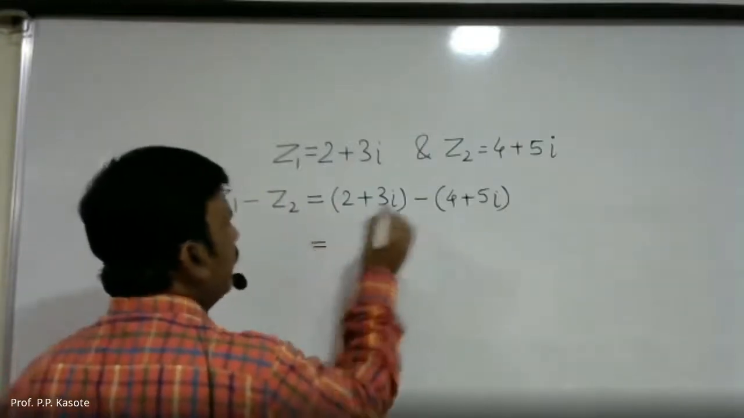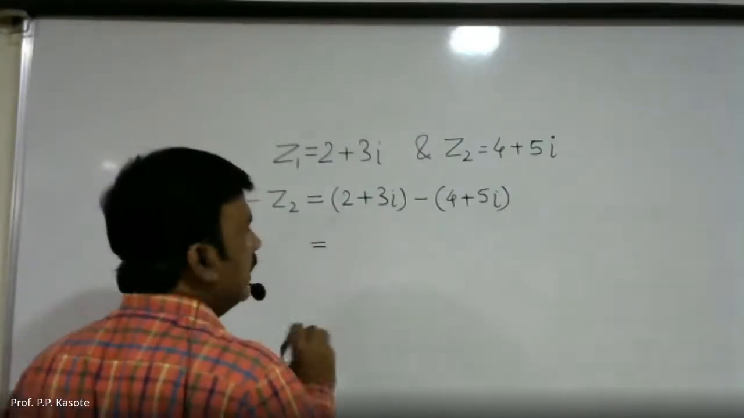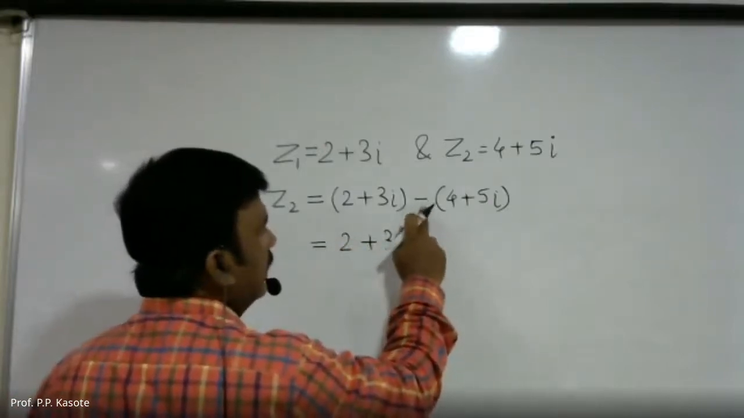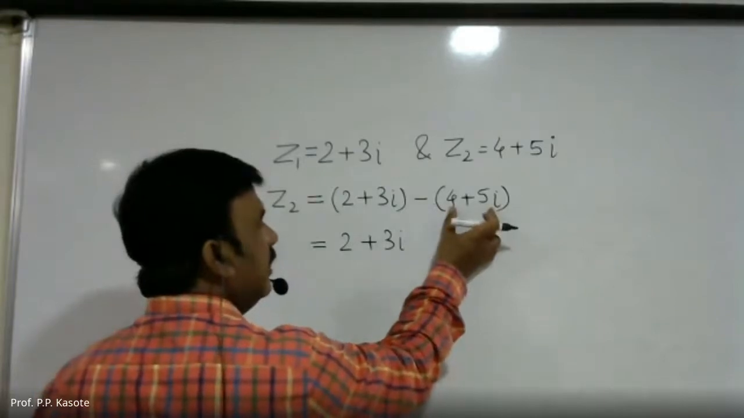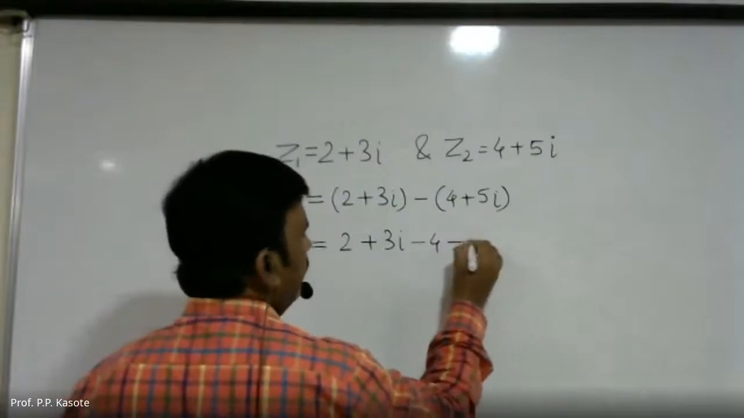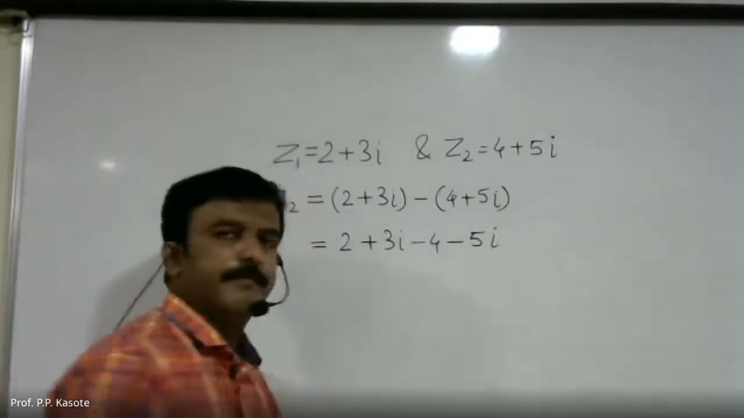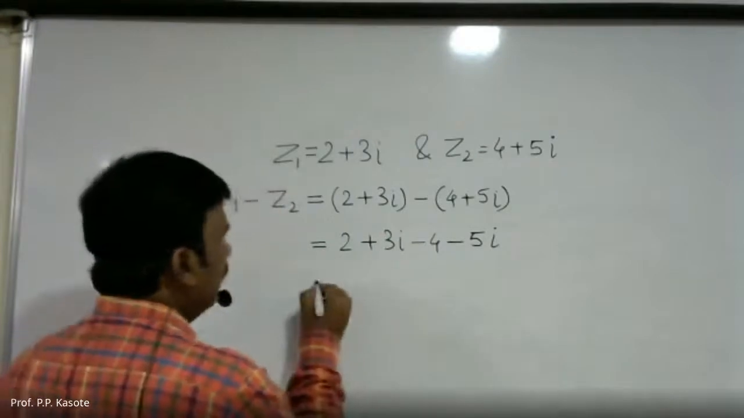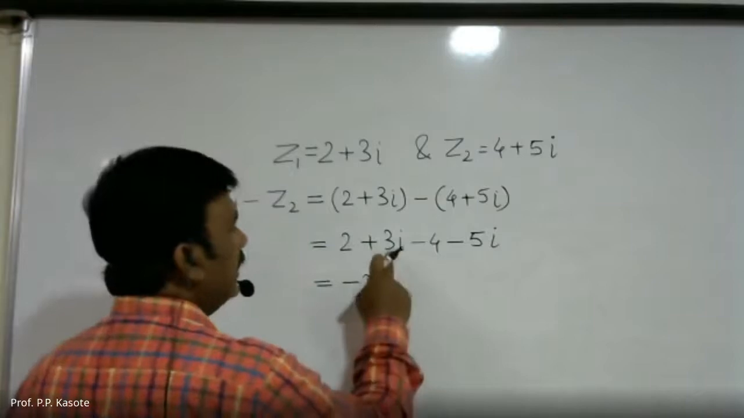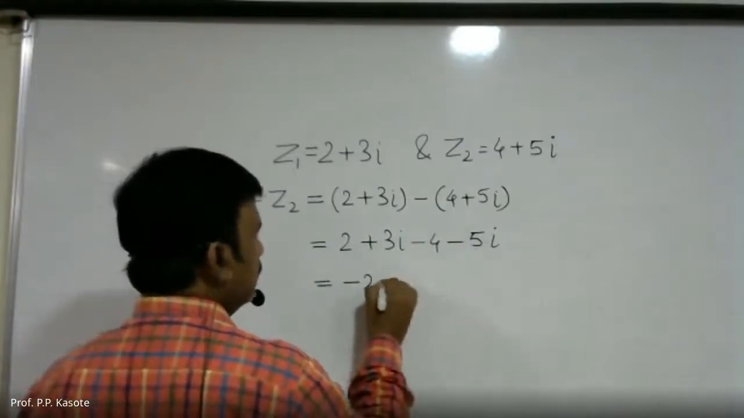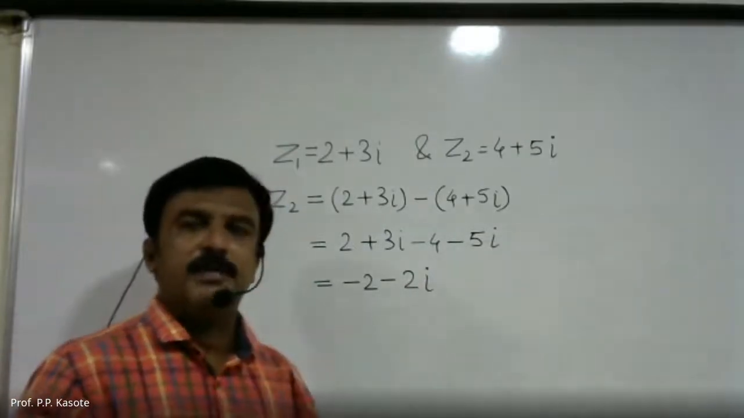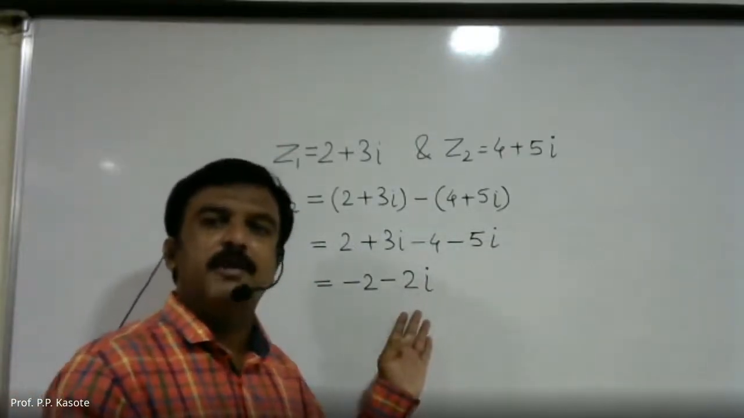Now, to find the difference between them, let us open up the brackets. That is 2 plus 3i. Because of this minus sign, the sign of both the terms will get changed. It means that this plus 4 will become minus 4 and this plus 5i will become minus 5i. Which is nothing but, now see, 2 minus 4, that is minus 2. And 3i minus 5i, that is minus 2i. This is how we got something in the form of a plus ib. We got a complex number at the end.